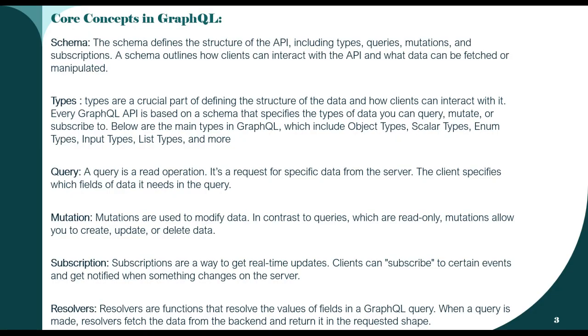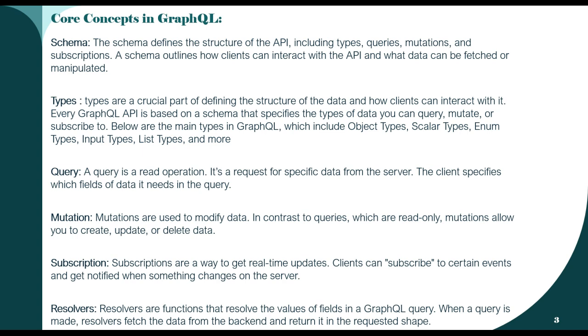We'll discuss the core concepts of GraphQL. Basically, schema. The very core part of GraphQL is the schema. You have to define the structure of an API, which will include types, queries, mutations, and subscriptions. We'll discuss these new topics. This is kind of an outline of what the client can interact with in the API, so that it knows what data it can fetch, manipulate and show. That's what it's about.